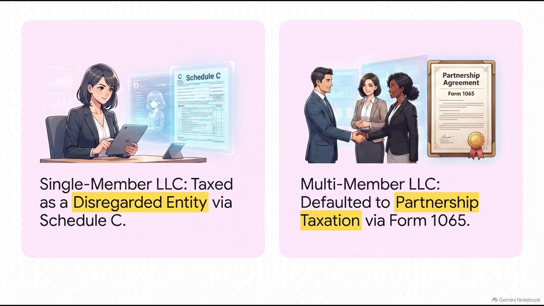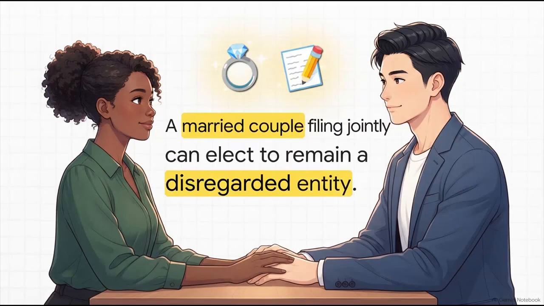By default, you immediately become a multi-member LLC, which is taxed as a partnership, and that is a completely different ballgame. You now have to file a complex, completely separate partnership tax return known as Form 1065, and you have to issue Schedule K-1s to each member so they can report their share of the income. So naturally, you're probably wondering, is there any way around this?